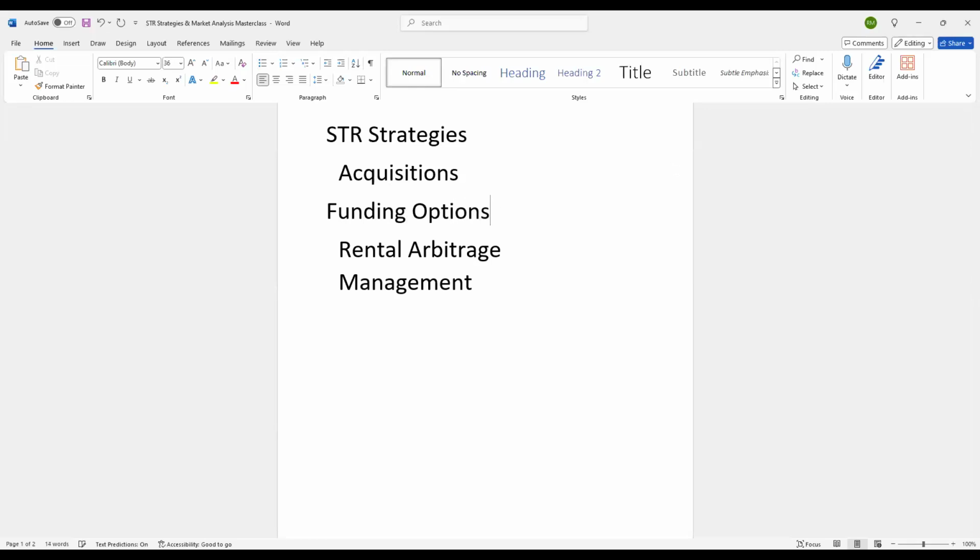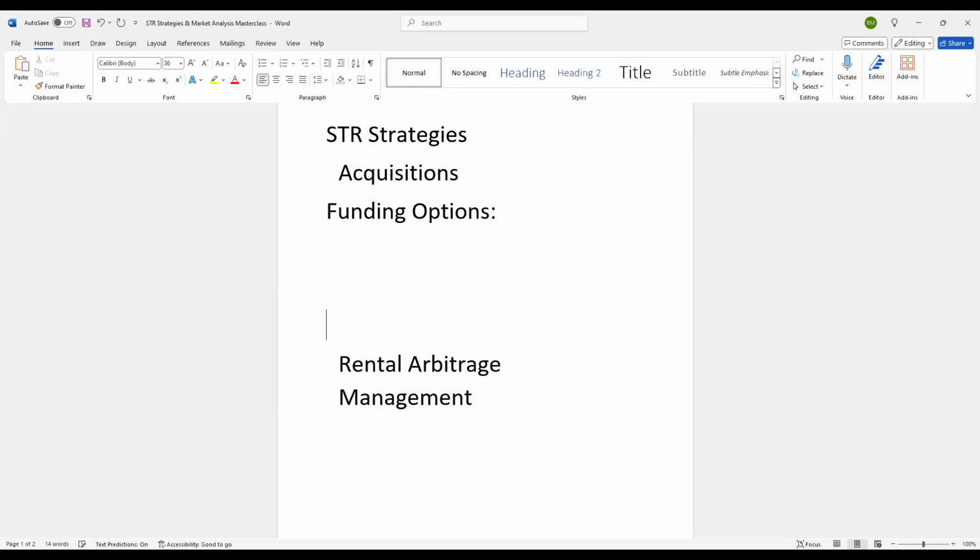is, what are your funding options? All right. And so you can obviously get a hard money loan as an investor. And there are opportunities right now that I've actually employed. Even in this high interest rate environment, there are hard money lenders that are doing 100% financing.